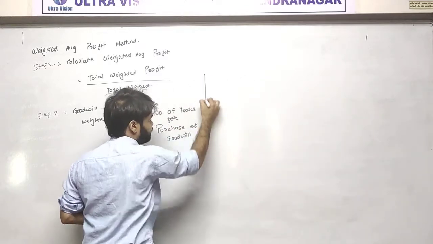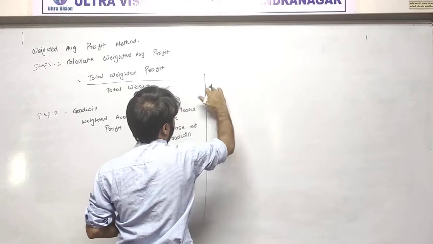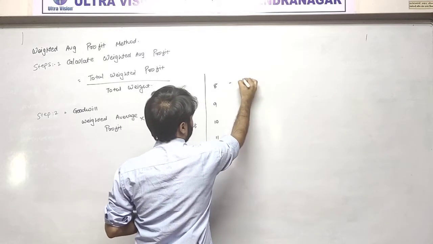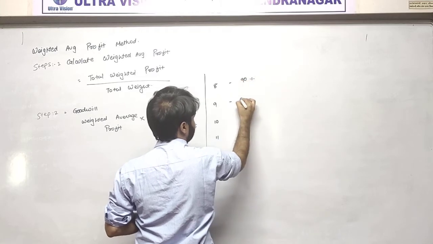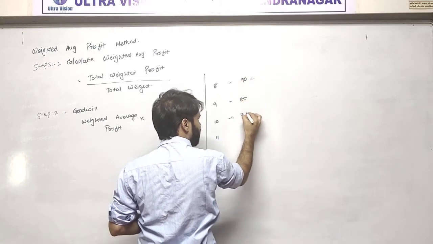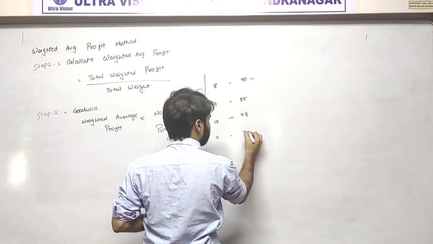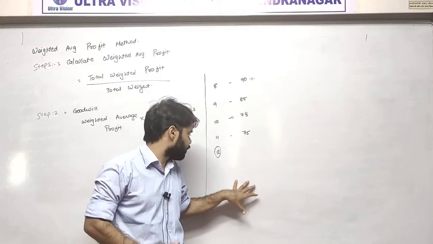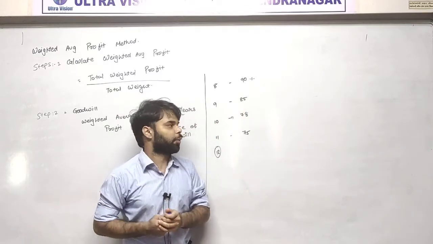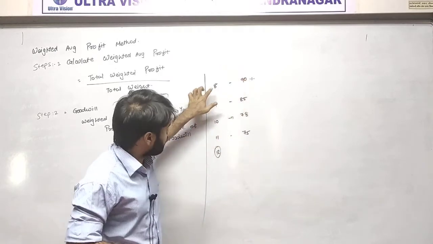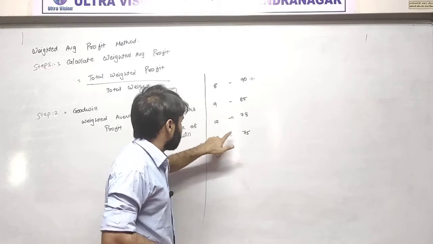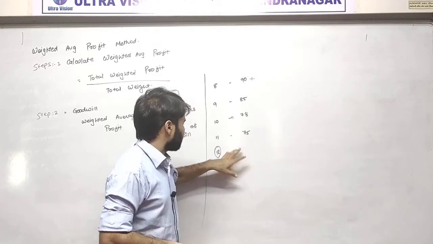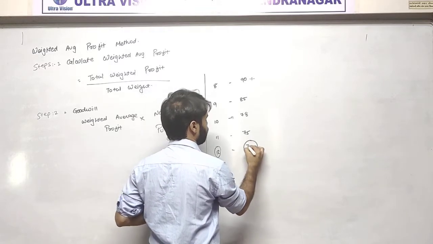Say for example, in your 8th standard, 9th standard, 10th standard, 11th standard, you got 90%, 85, 78, and in your 11th you got 75. Then in 12th standard, it is easy to predict. If you understand this example, then the concept for the weighted average profit method will be very clear. If you got 90% in 8th standard, 85 in 9th, 78 in 10th, 75 in 11th, then all of you can predict that approximately in 12th standard that particular student is going to get nearby 70%.